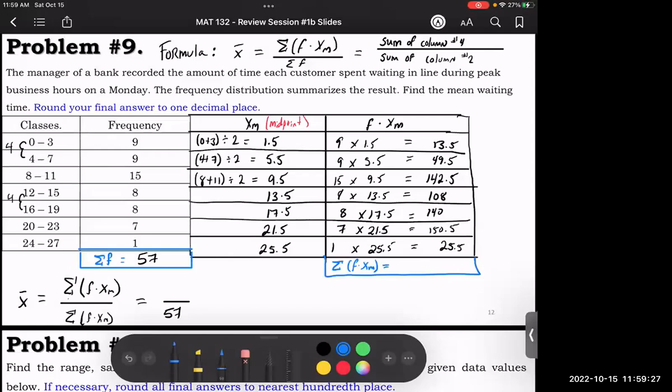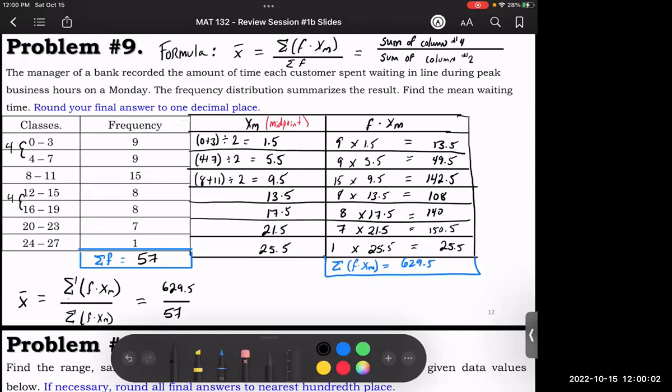I may have forgotten a decimal somewhere, or I added too many decimals. Let's see. I got 630.5. Let me just try it again. 629.5. Yeah, it's probably me. 629.5. My bad. So we take 629.5. That goes on the top.